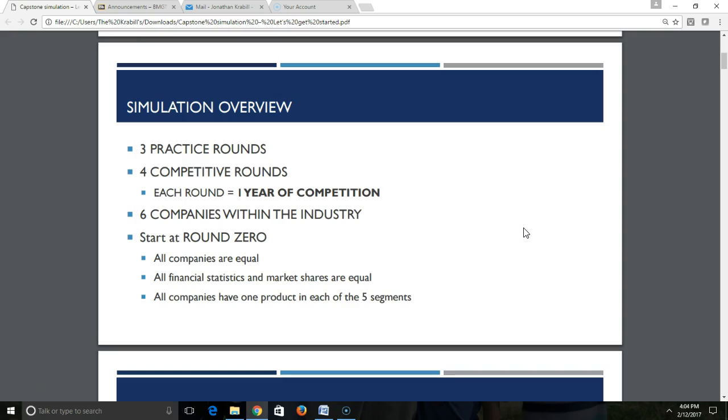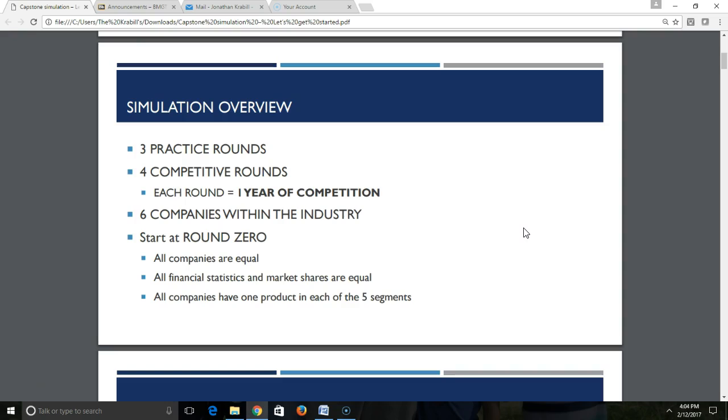So as the big company's been broken up into 6 equally sized companies, you have access to all the same information. Your statistics, your market shares are all the same at this point in time. Whether it goes up or down from this position going forward is strictly based on your ability to make good strategic decisions.